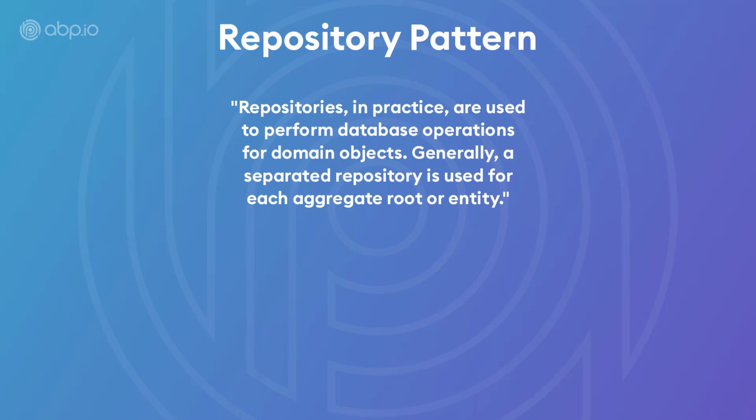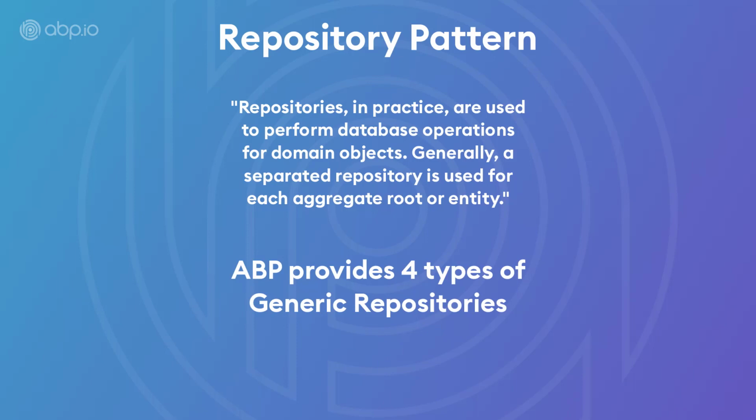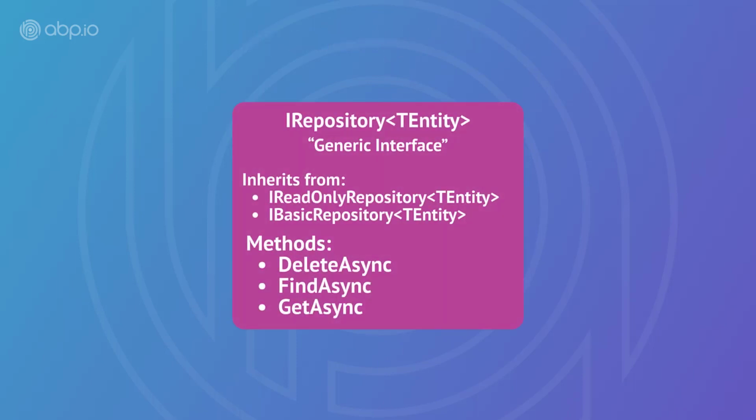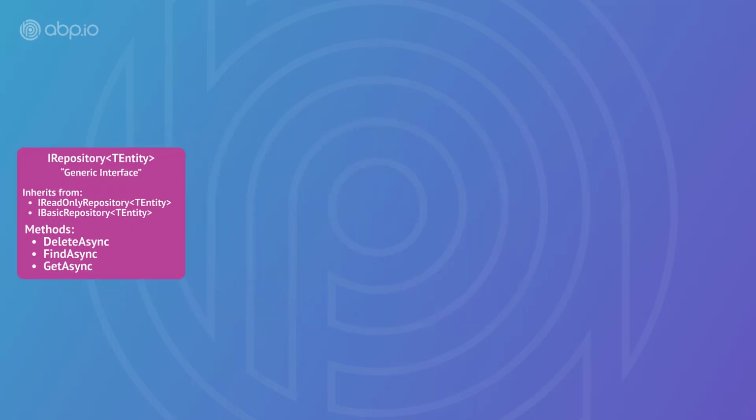Repositories in practice are used to perform database operations for domain objects. Generally, a separate repository is used for each aggregate root or entity. And we've got 4 types of generic repositories that we need to take a look at. First off, we've got the IRepository of the type TEntity, and it's got these 3 methods, the DeleteAsync, FindAsync, and GetAsync. And it inherits from 2 generic repositories, the IBasicRepository of the type TEntity and the IReadOnlyRepository of the type TEntity.